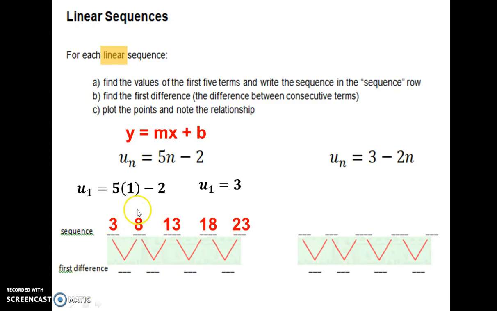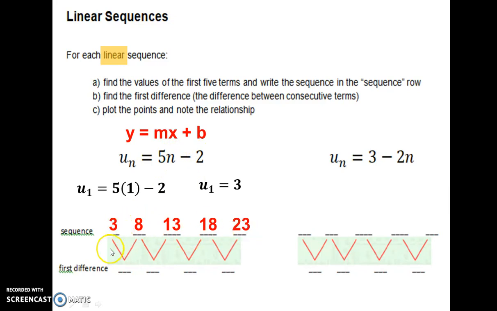I'll just go over the first one here. 8, if you put a 2 in here and a 2 in here, you would get 5 times 2, which is 10, minus 2 is 8. And then for u3, you'd put a 3 in here, and then a 4 in here, 5 in here, and you should get all those terms. So there's your linear sequence.